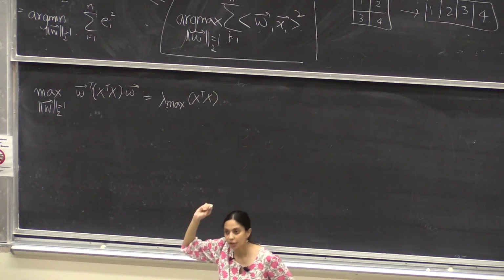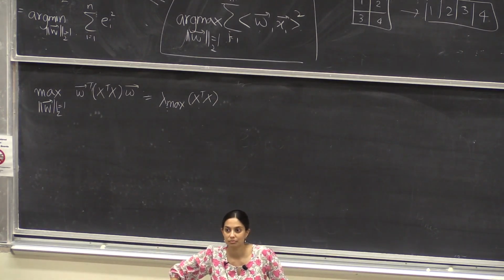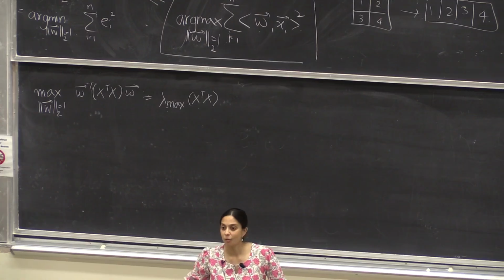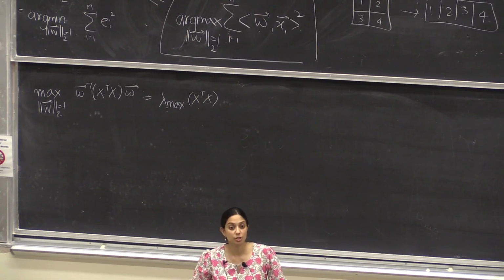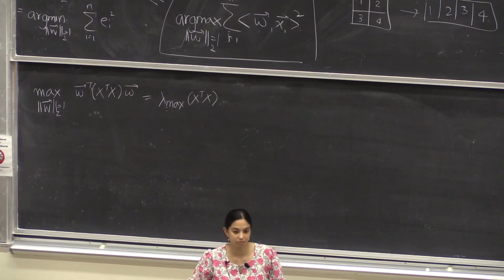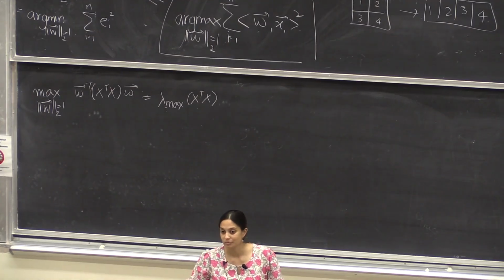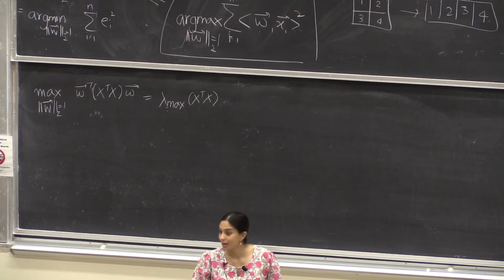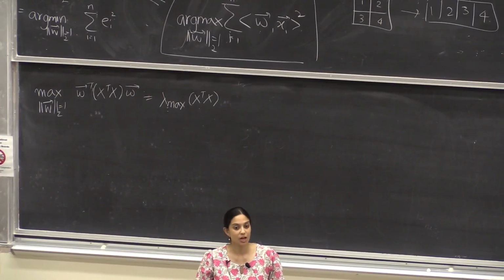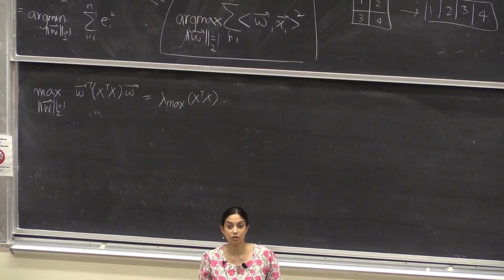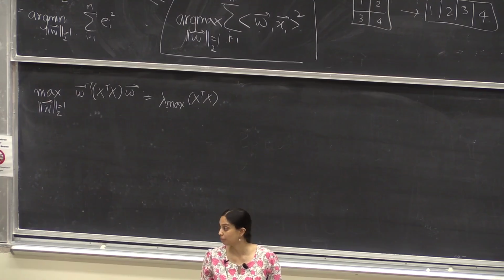What is the W that achieves this maximum value? It is the eigenvector corresponding to that eigenvalue, right? So if I wanted to find the first principal component of a data matrix given by X, what do I do? I find X transpose X. I compute the covariance matrix, and I find the first eigenvector. The first eigenvector of the covariance matrix corresponds to the first principal component.